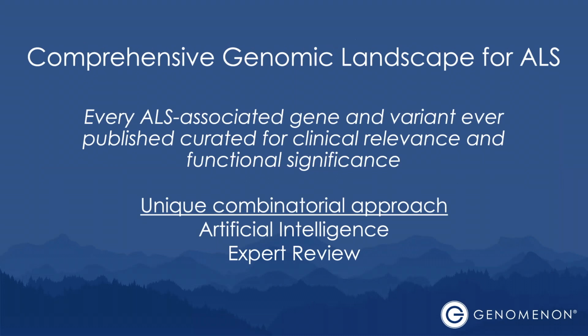So specifically, when we're talking about a comprehensive genomic landscape for ALS, that is to say, one that comprises every ALS-associated gene and each of their genetic variants that has ever been published, all of which are interpreted after curation of every relevant piece of clinical and or functional information, usually found in the empirical published literature. And that is exactly what Genomenon has done for multiple genes and multiple diseases over the past many years. And the results of our work for ALS are what I want to showcase today.